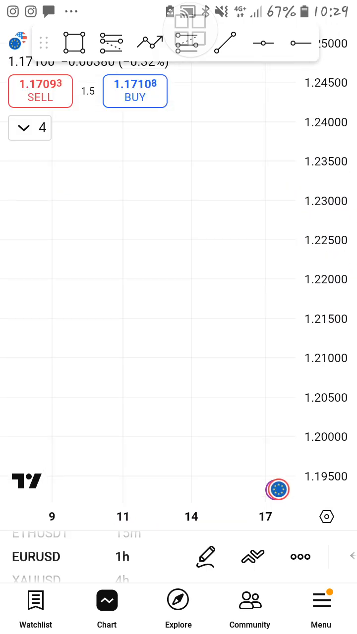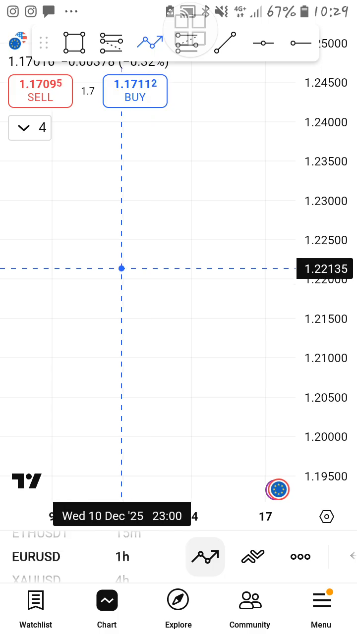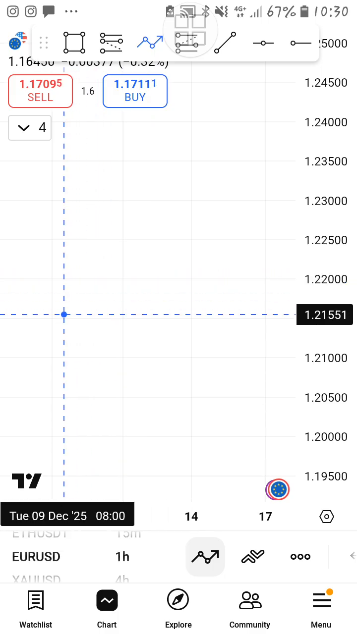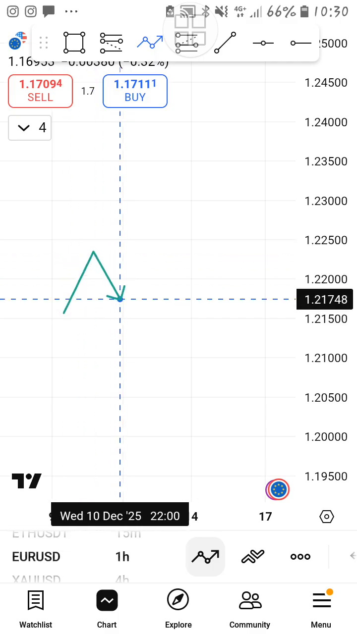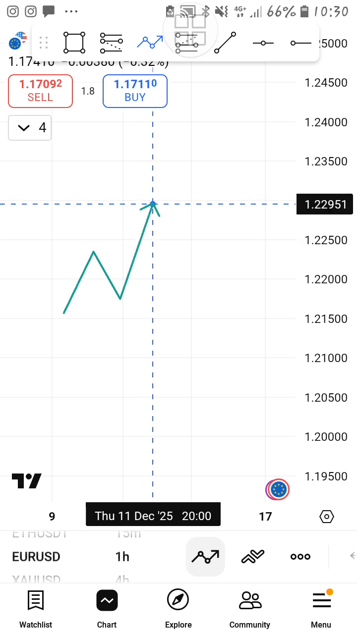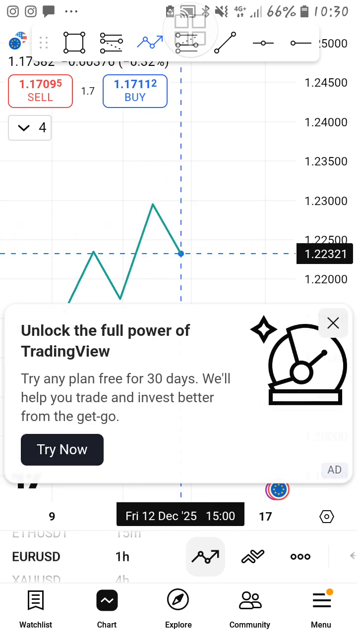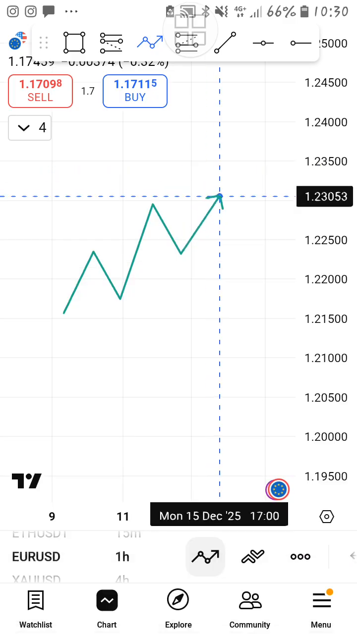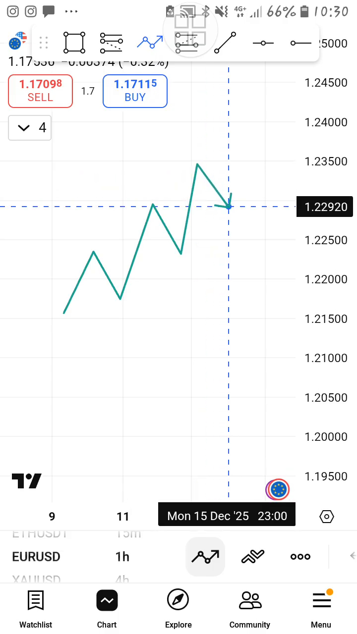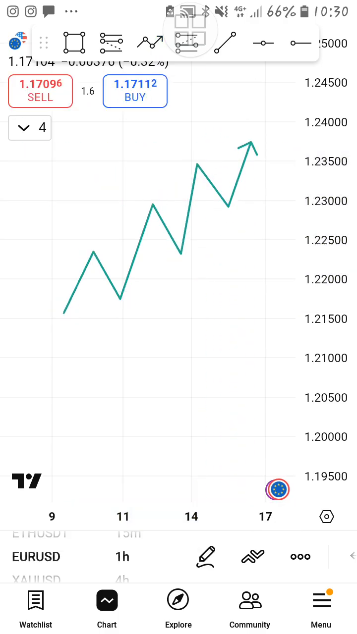Supply and demand zones are really easy to trade if you understand the concept, because some people might want to add in SMC, smart money concepts, into this. So let's take this as our example. This is an uptrend. Price is creating higher highs, higher lows, higher highs, higher lows, higher highs. So that's our uptrend.